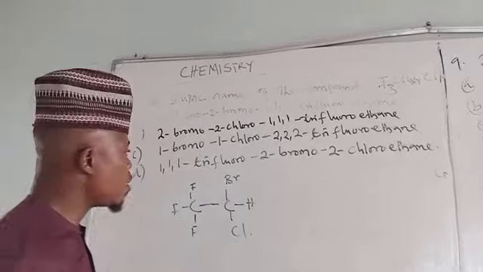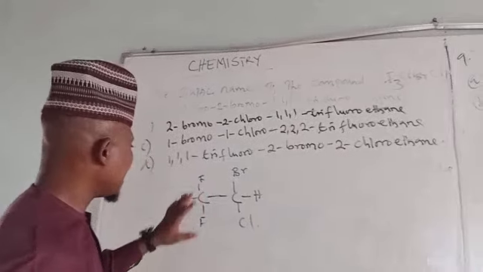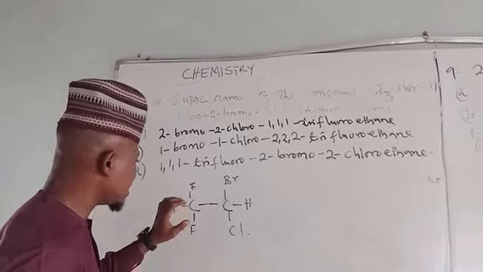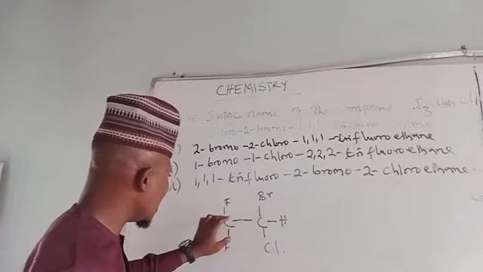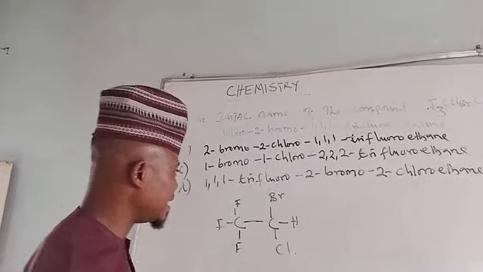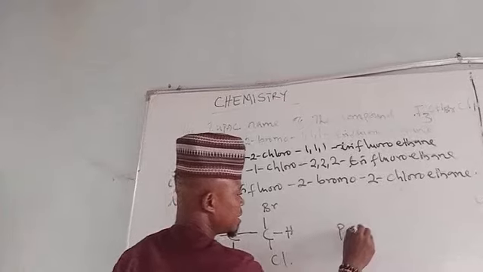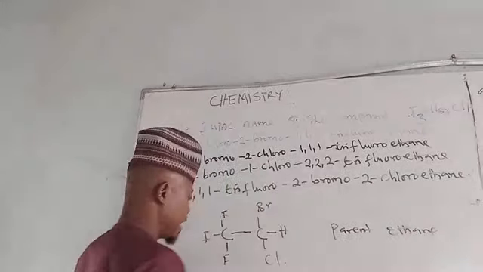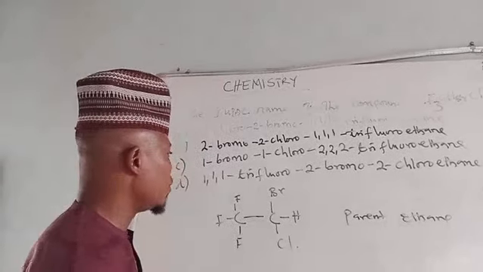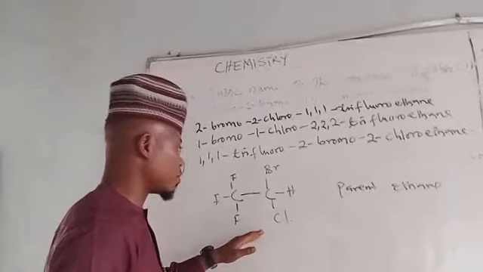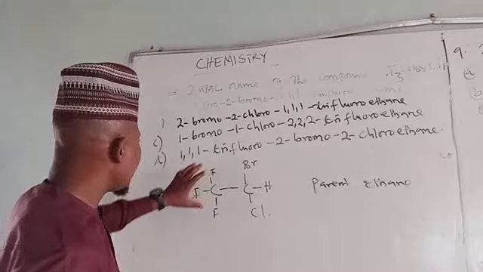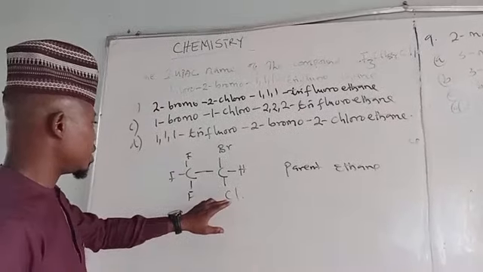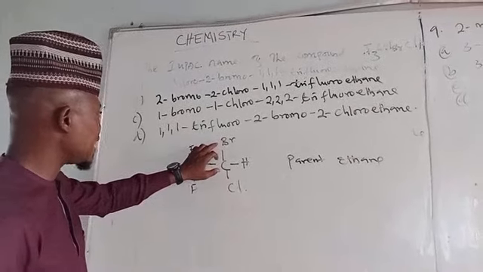Now you must remember your IUPAC rules. You choose the parent alkane. The parent alkane is the longest chain, that is the 2 carbon atoms. So it's going to be an ethane series. We must name it after ethane because it is saturated. It has no double bond, no triple bond, and no functional group present. All the substituents are halogens. Chlorine is a halogen, bromine is a halogen.